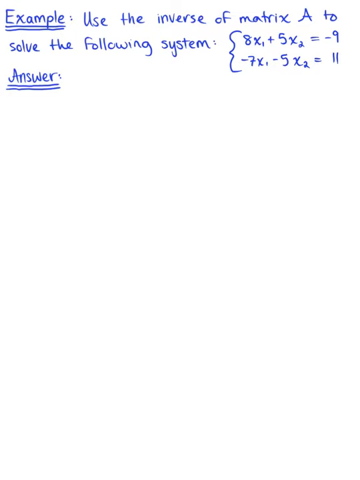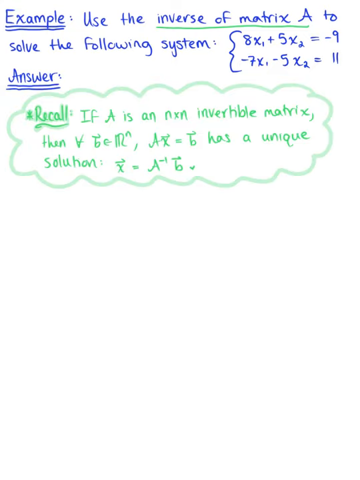Use the inverse of matrix A to solve the following system. So the fact that we're being asked to use the inverse of matrix A means that we need to use the following theorem. Recall that if A is an n by n invertible matrix, then for every vector B in Rn, the non-homogeneous equation has a unique solution. And that unique solution is defined as vector x equals the inverse of matrix A times vector B.